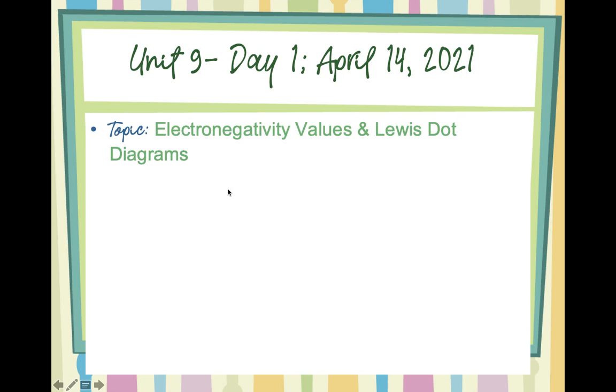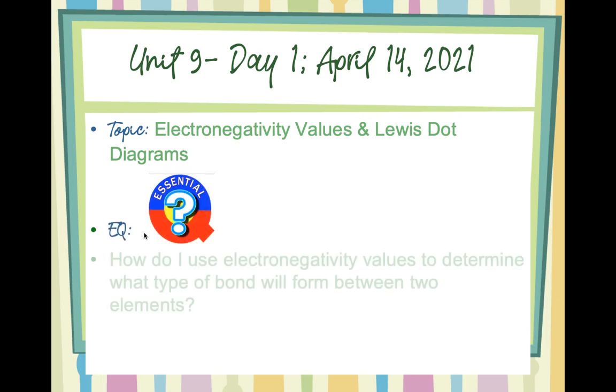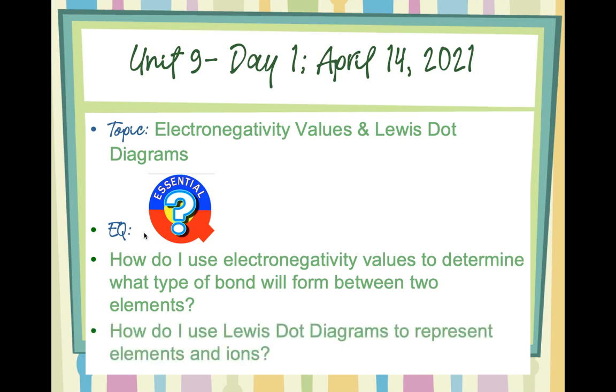The topic for today that we'll be covering is electronegativity values and Lewis dot diagrams. Go ahead and set up your focus notes with your topic and your date, and then the essential questions we will be answering in this lecture. There's two of them. One, how do I use electronegativity values to determine what type of bond will form between two elements? And two, how do I use Lewis dot diagrams to represent elements and ions? So this is kind of an introduction to some more details about bonding. That's the focus of this lecture.